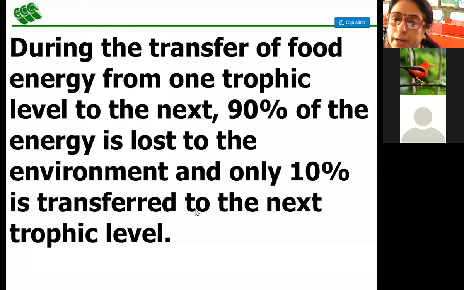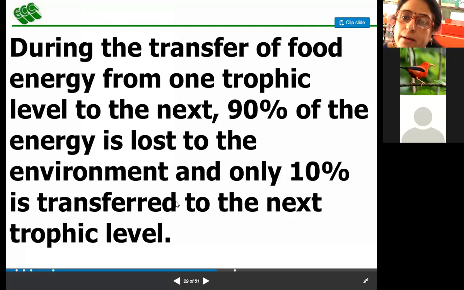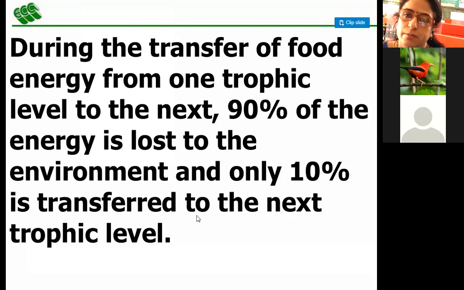And in and around that lake, there is a top carnivorous animal, which is called a pelican. What is it called? Pelican. Now, what was the problem? They observed that the population of pelican was decreasing.